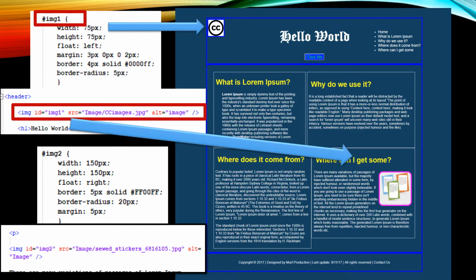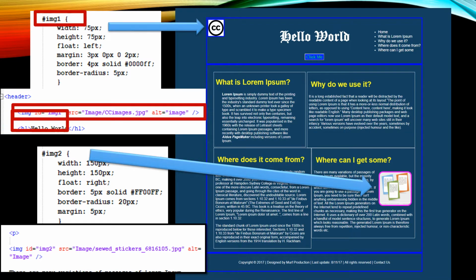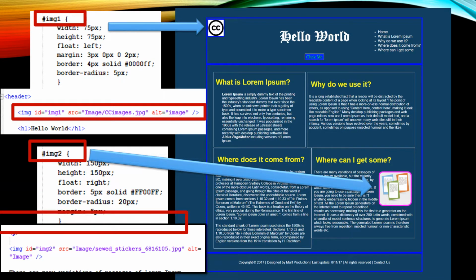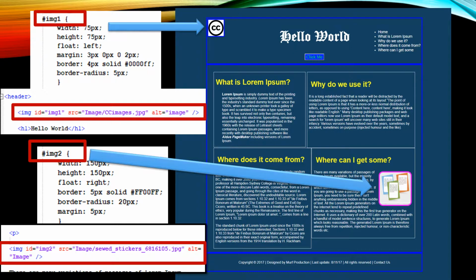If you look at the second image, it's coding. The image has a larger width and height. It is floating to the right because I want this image to wrap around the text to the right, whereas in image 1, I wrapped the image to the left of the text. Notice that I also have a different size border radius, and my margins are also different.